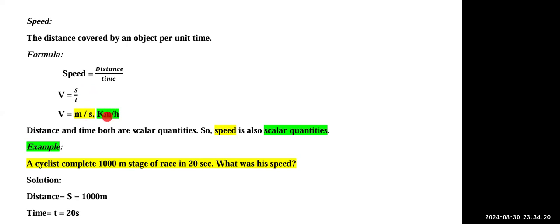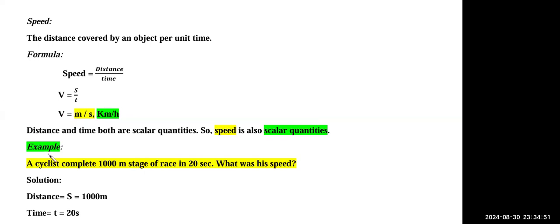If you look on the bike or car speed meter, you will see the meter is recording the speed in kilometer per hour. Distance and time both are scalar quantities, so speed is also a scalar quantity. It is very simple. So remember, for MCQs, speed is scalar, distance is scalar, time is scalar, only displacement is a vector quantity.